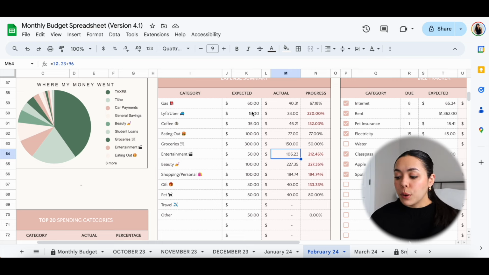So I'm going to go see Olivia Rodrigo for $96. So that's very exciting. And I justified it. I felt like $96 was worth it for that ticket. So entertainment was a little bit higher this month.